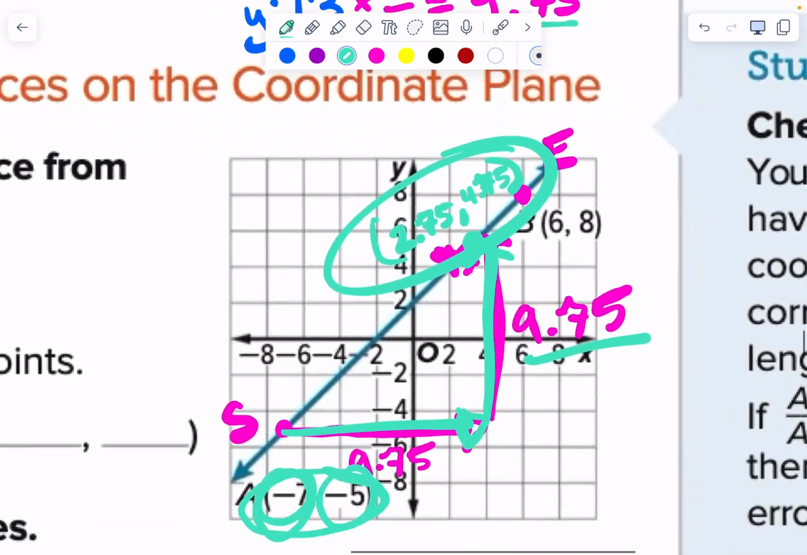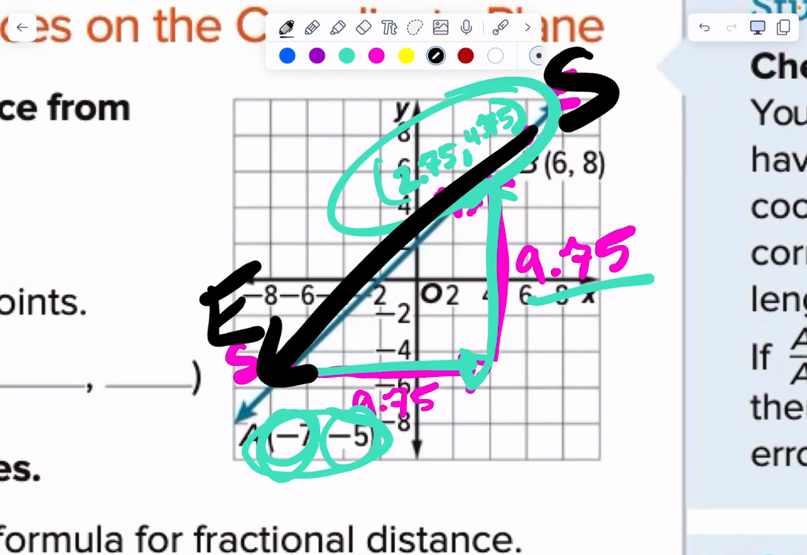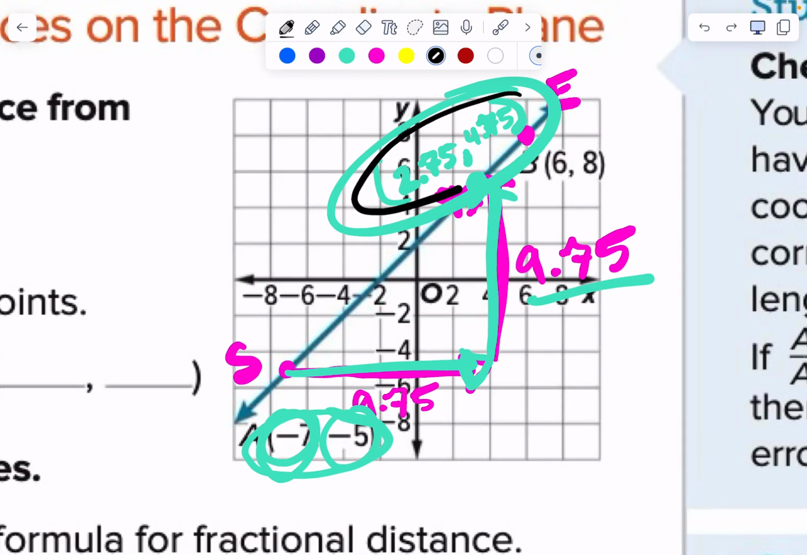Now, also, we got to talk about what happens when you're going this direction and you're starting here and ending here. You might be subtracting the 9.75 instead. Does that make sense? If it doesn't come out as nice as this one did. This one didn't come out nice either. 2.75 does not sound like a nice number.